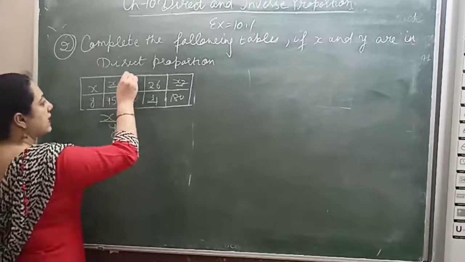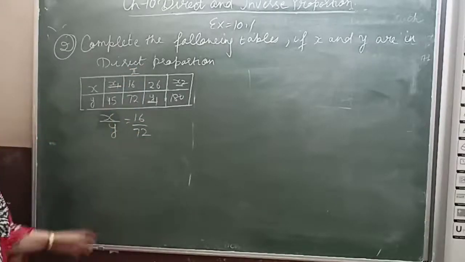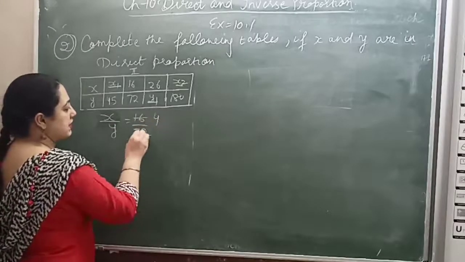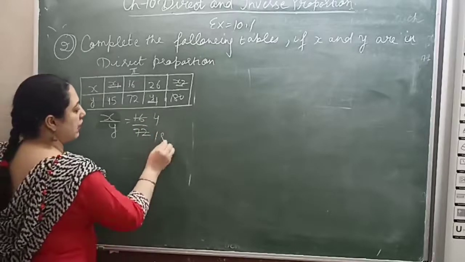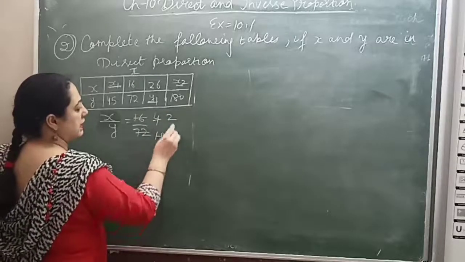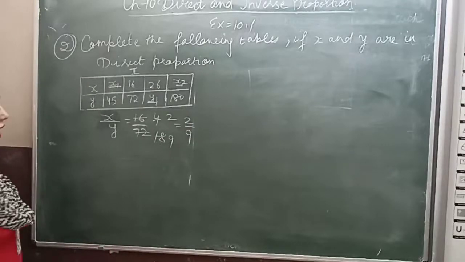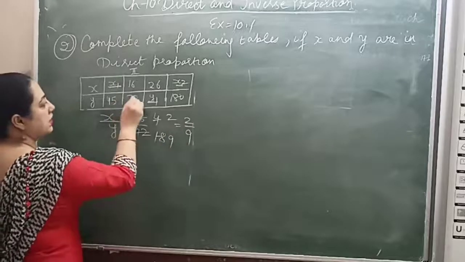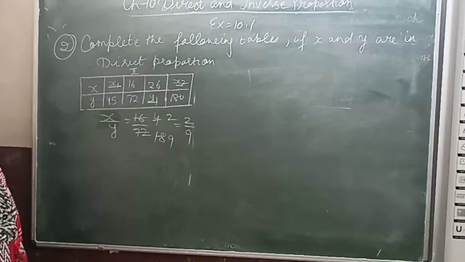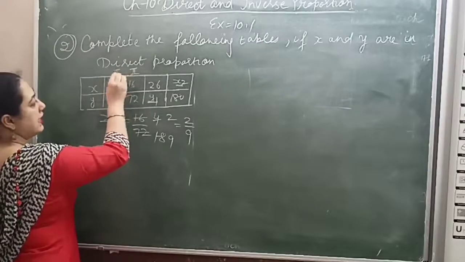So I will find x over y from the second column, 16 over 72. First of all, converting into the simplest ratio. We divide it by 8: 8 twos are 16, 8 nines are 72. So we get the ratio 2 over 9. Now we equate this ratio with each one of these and find the corresponding values of x1, x2 and y1.